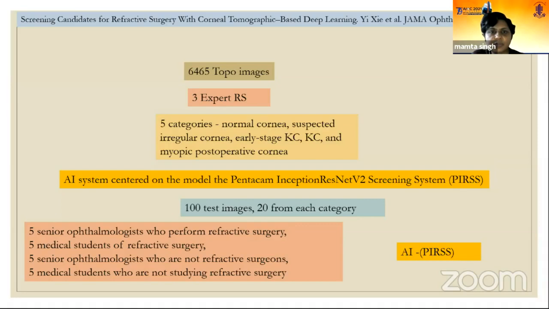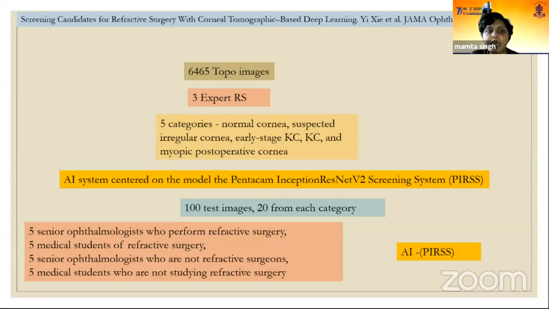So based on these five categories of topo images, ultimately an AI system was invented, which was named PIRSS. Now, how this PIRSS will behave in comparison to human intelligence, that was the idea of this study. So what they did, they gave 100 test images to this AI system, and the same test images were given to a group of ophthalmologists.